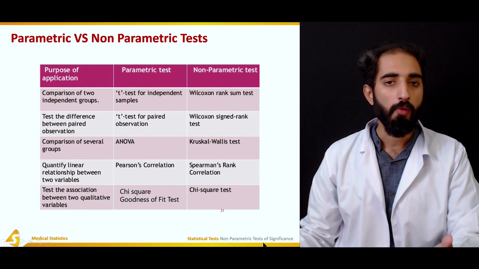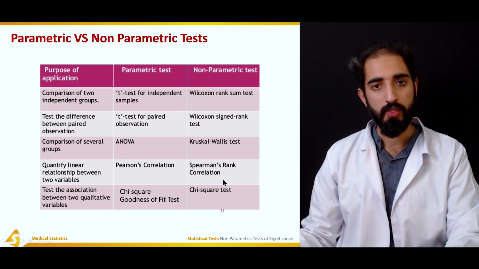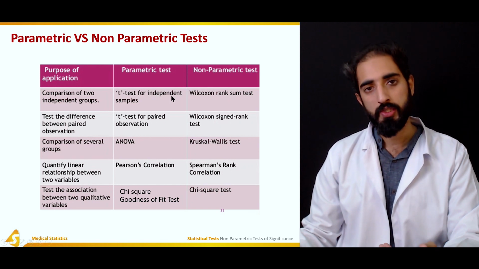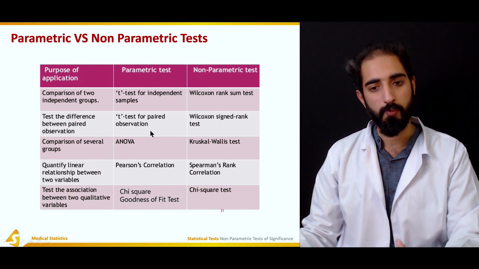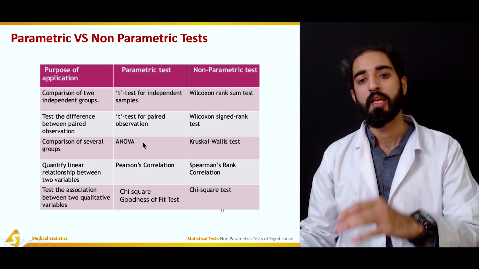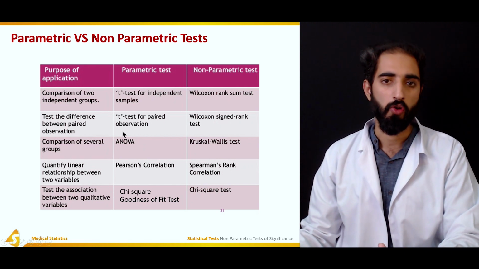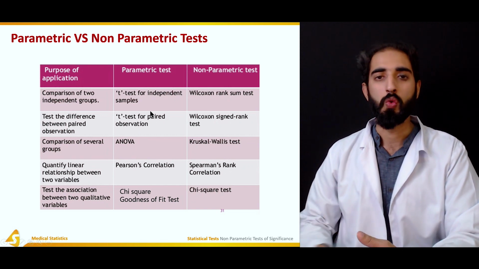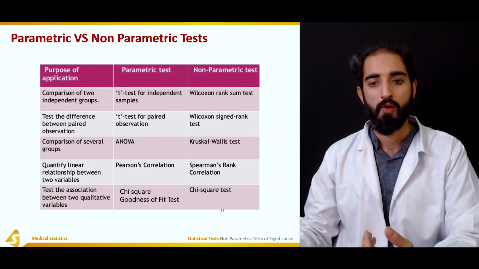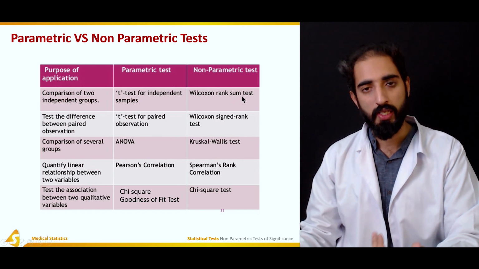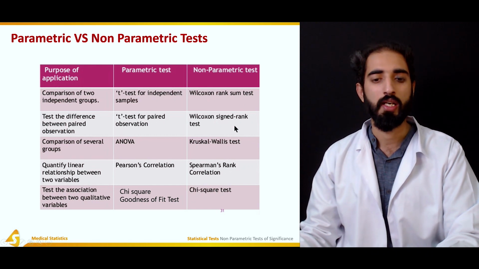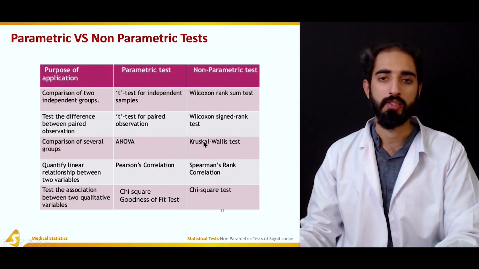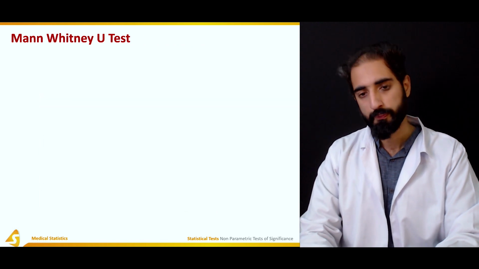So we use non-parametric tests when the data is not normally distributed and when the assumptions for the parametric tests are not met. So in the previous lecture, we already talked about independent t-test, paired t-test, and ANOVA. And when the assumptions for these tests cannot be met and the data is not normally distributed, then we can use these tests as a substitute, which are Wilcoxon rank sum test or Mann-Whitney U-test for independent t-test, Wilcoxon signed rank test for paired t-test, and Kruskal-Wallis test for one-way ANOVA.